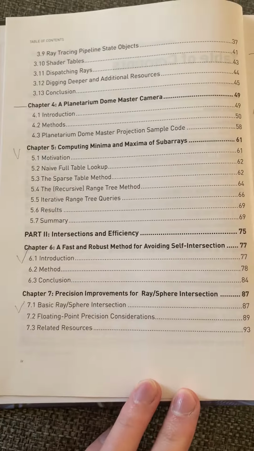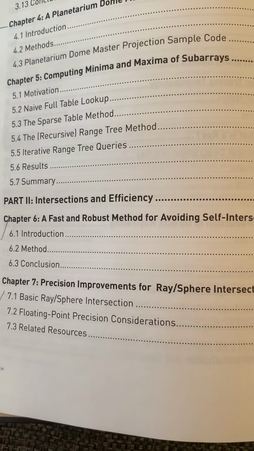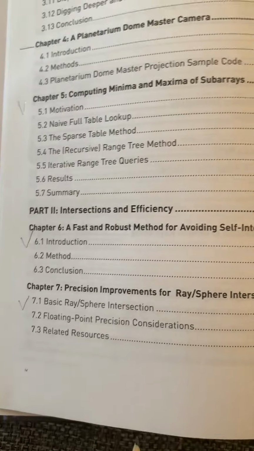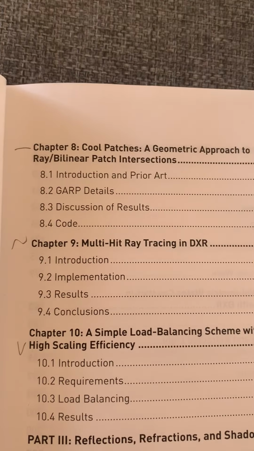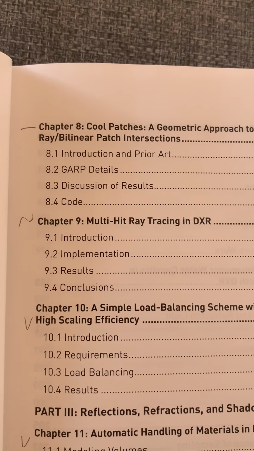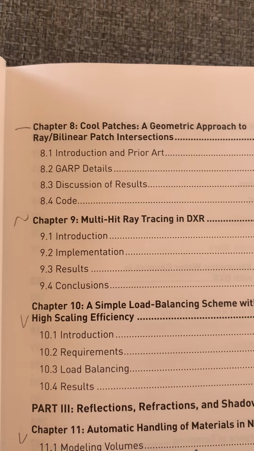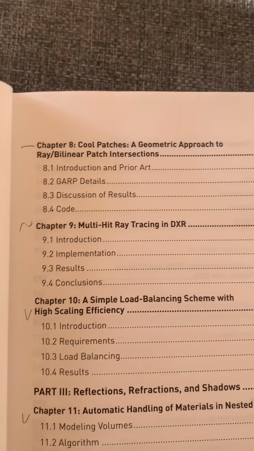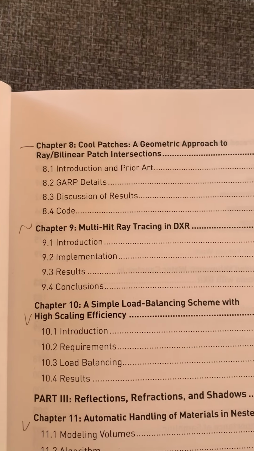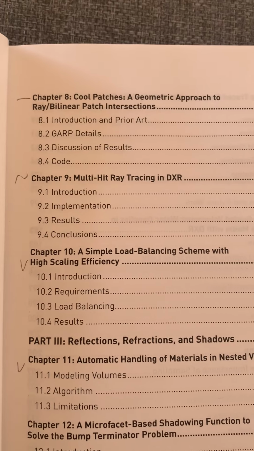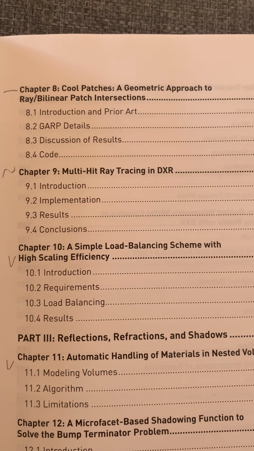Chapter 7, How to Properly Intersect a Sphere. It's a good chapter, good to know, with some things about floating point numbers. It's also fascinating stuff. Chapter 8 is probably a good chapter, but I skipped it. I read some of it, but I skipped most of it.